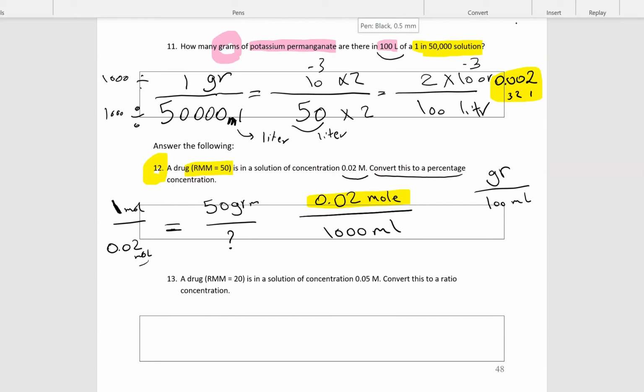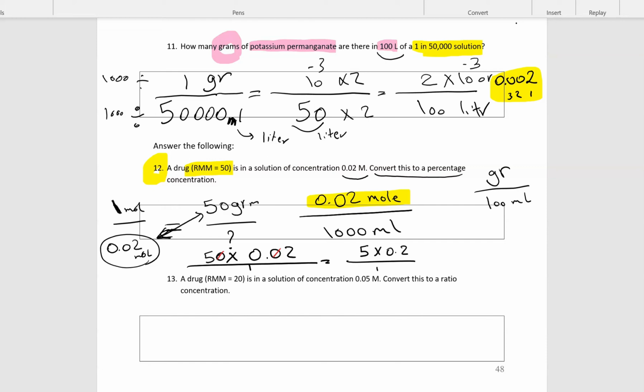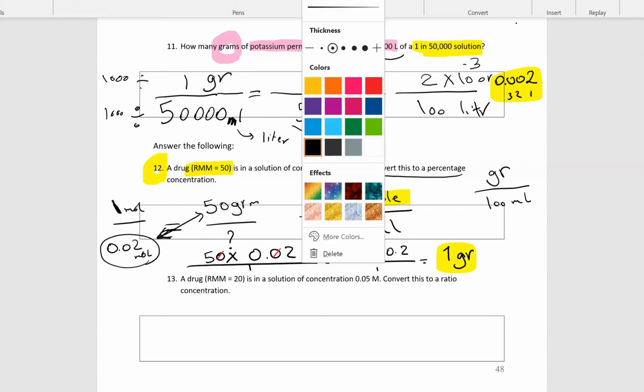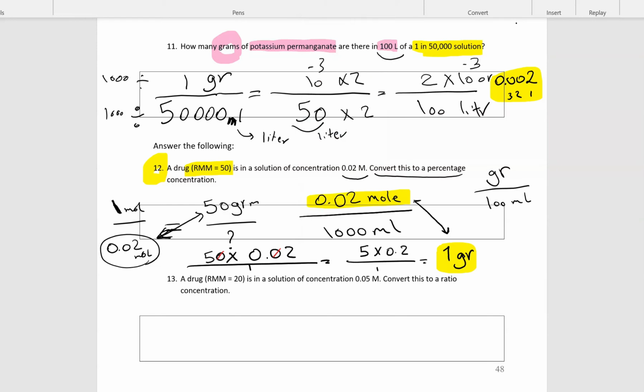how much is the weight of this amount of mole? So 50 times 0.02 divided by 1. The zeros cancel, so 5 times 0.2 is equal to 1. So 1 gram is equal to 0.02 mole.